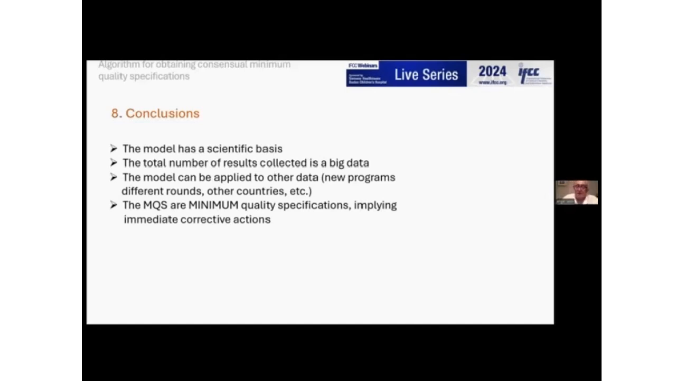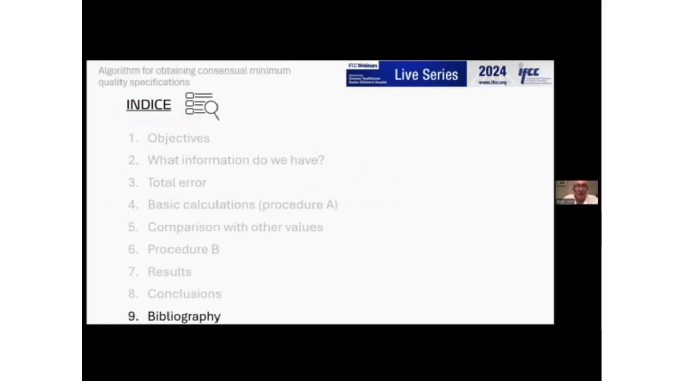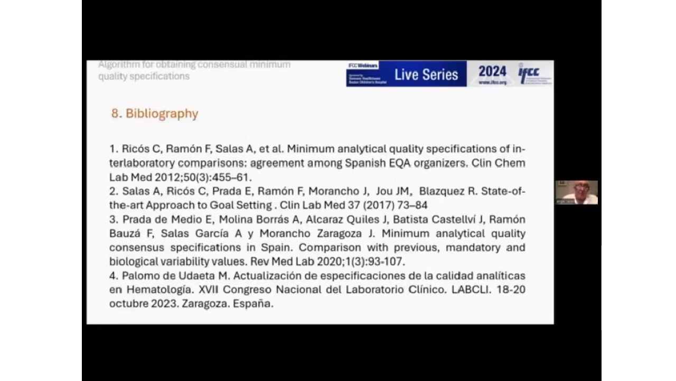Here I present the bibliography of some of our publications. I would like to point out that the first and second publications are in English, the rest are in Spanish. All are available, and we have more if anyone is interested in expanding this type of information.